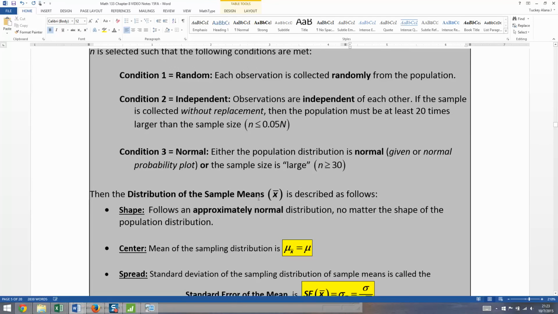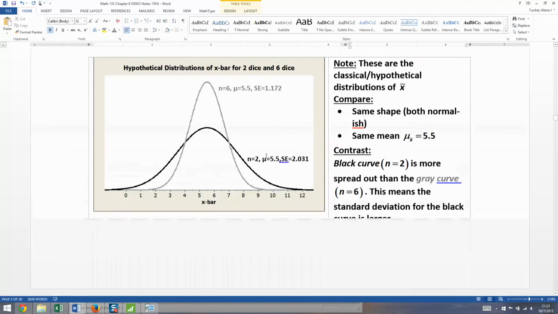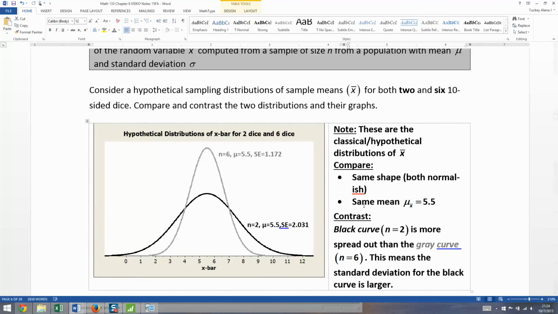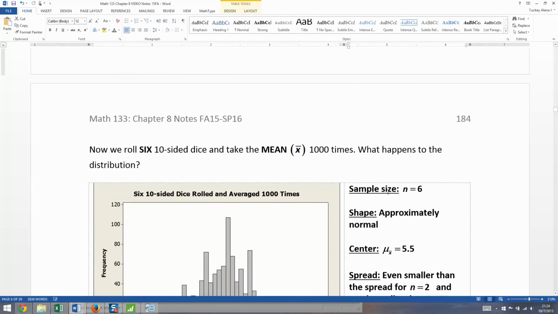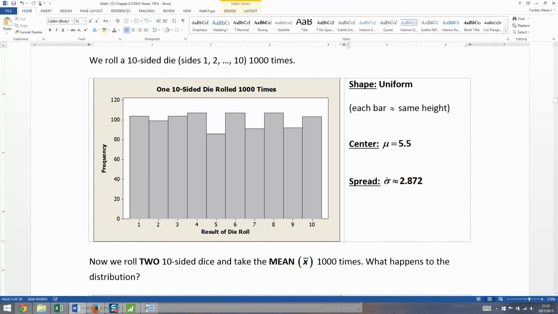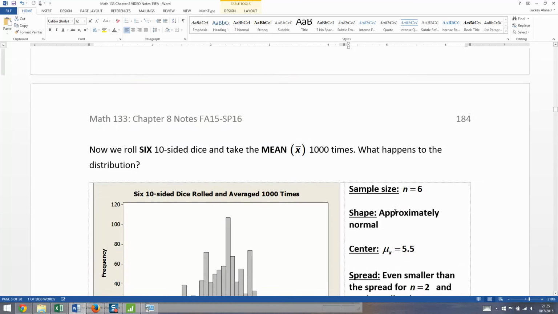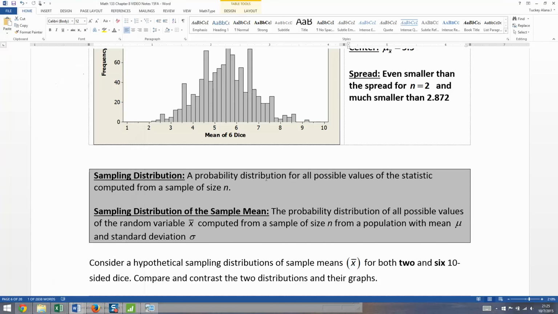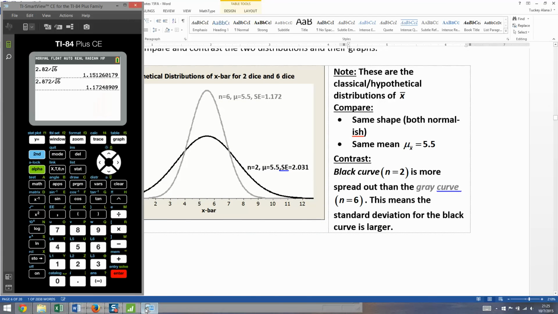Actually, I just went to double check myself and I was wrong. It was 2.872. So that's a typo right there that I'm going to have to fix in the notes. Sorry. It's 2.872, which is what I used for these other values right here and right here. So I need to take 2.872 and divide it by the square root of 6. Yep, and that's the 1.172 that I see right here.